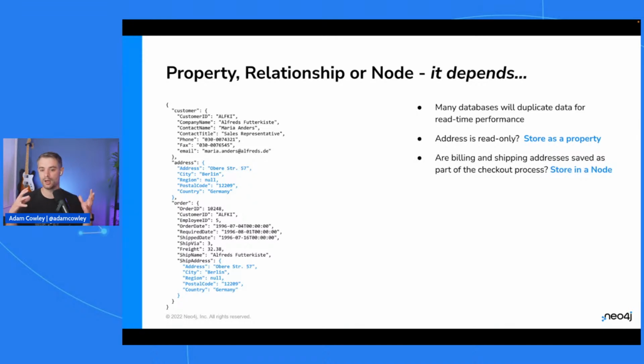So if we take another scenario, are the billing and shipping addresses saved as part of the checkout process? Is it something that's used later on? When I place my orders on Amazon, I get a list of 2 or 3 addresses that I can send things to. In which case, we store that as a node because it's something we're going to read back later on. Maybe we have a customer node, we have a relationship out to an address node, and then it'd be easy to pick out those previously used addresses for when placing the next order.